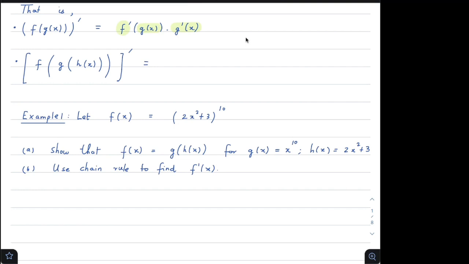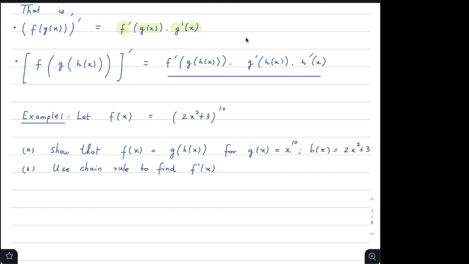If you want to apply it recursively for a function that looks like f of g of h of x, and you want to use the chain rule to find its derivative, then this is what you do. Take the derivative of the outermost function, keeping the inner layers intact, times the derivative of the inner layer, keeping the innermost layer intact, times the derivative of the innermost layer. As you can see, we have a chain of derivatives here, hence the name chain rule.